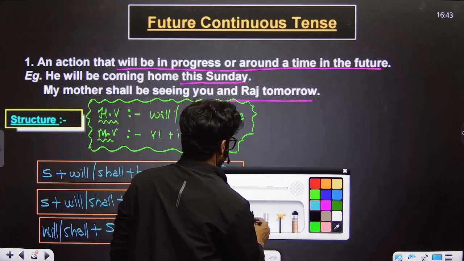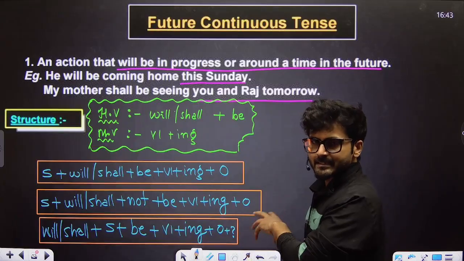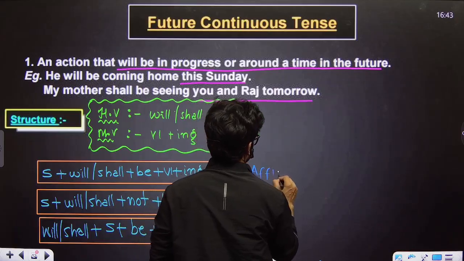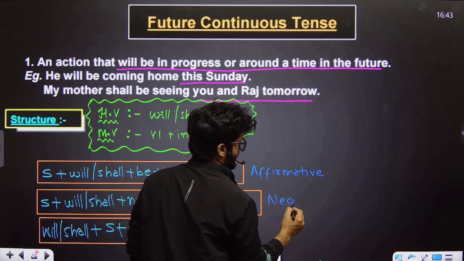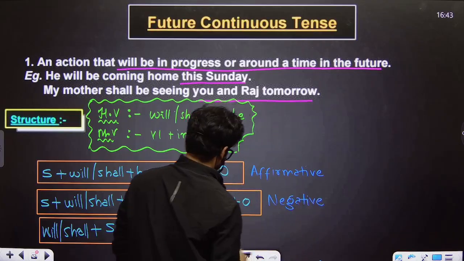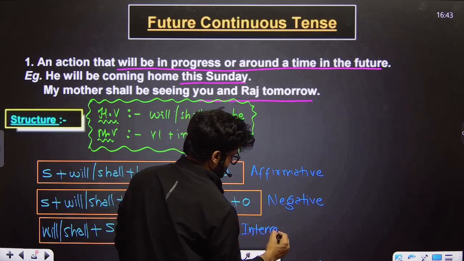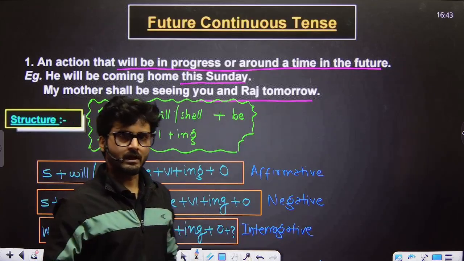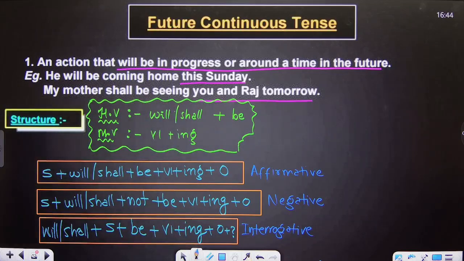And as I told you, you need to write all the forms, all the sentences, using this structure. This is for affirmative. This is for not, negative. This is for interrogative, question asking. Verbally I have told you, and in written way you have to write it. Make the notes. Next part, let's move on.